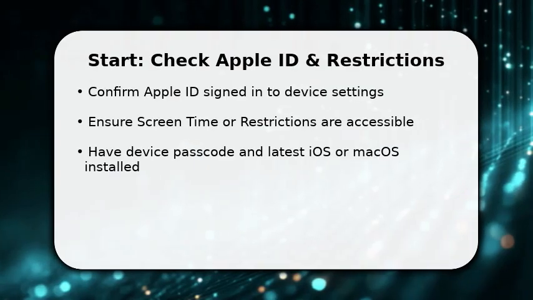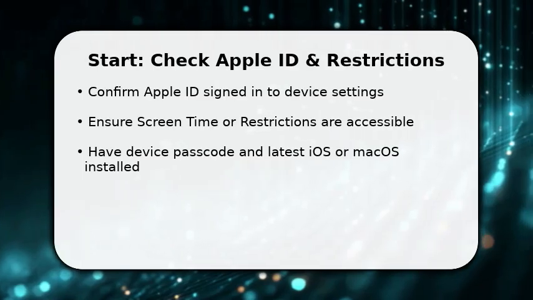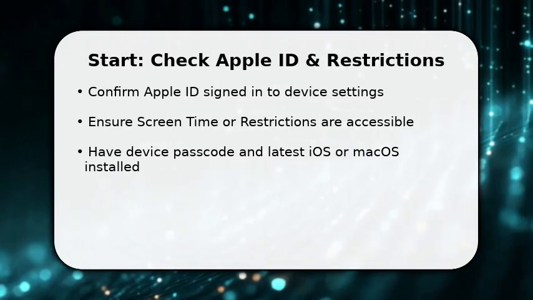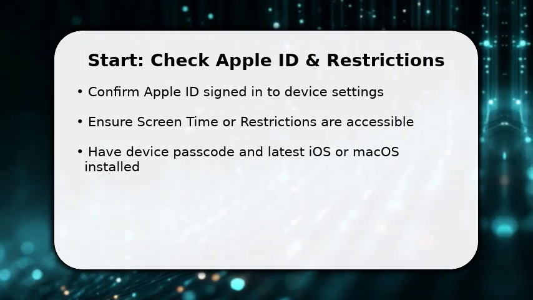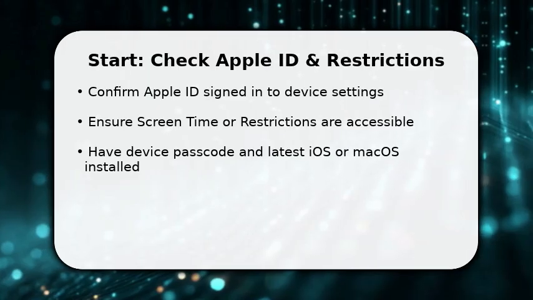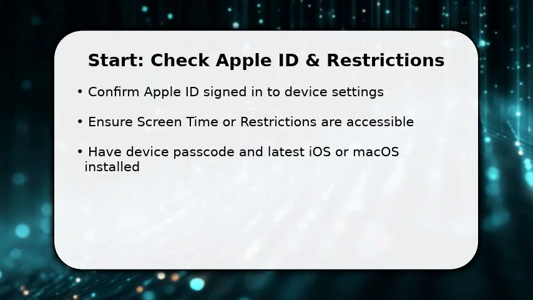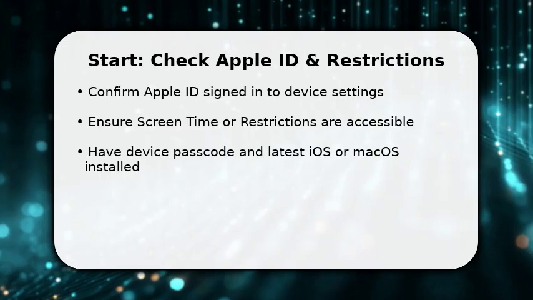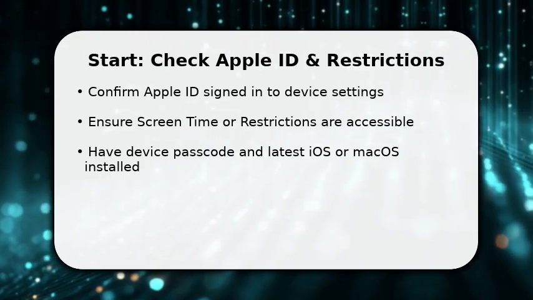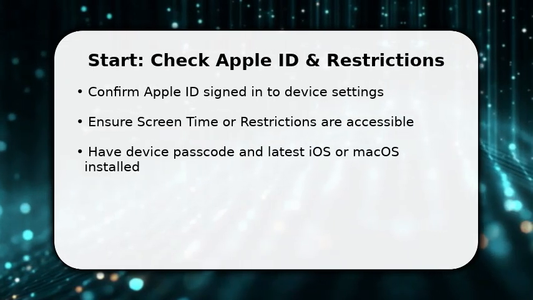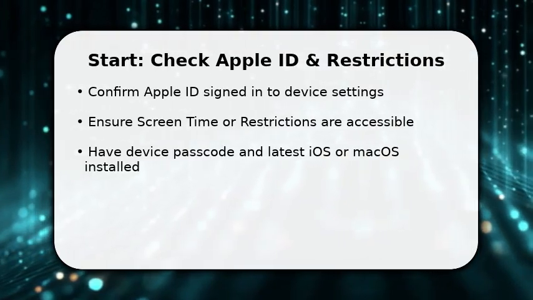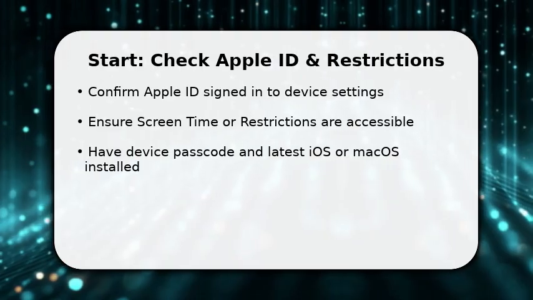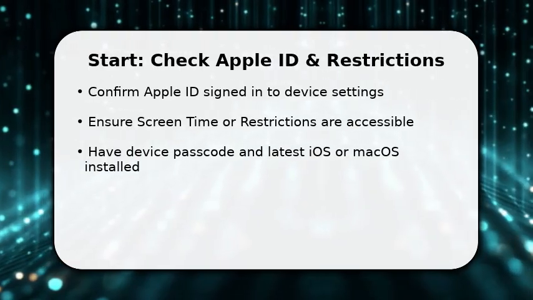You start by confirming the Apple ID signed into Safari and that Screen Time or restrictions isn't blocking changes. Once done, open Settings on iPhone or System Settings on Mac and go straight to Screen Time or Content and Privacy. Make sure you know the device passcode. Without it, you cannot change Safe Search. If you updated iOS or macOS recently, restart the device to clear lingering policy caches before adjusting content filters.